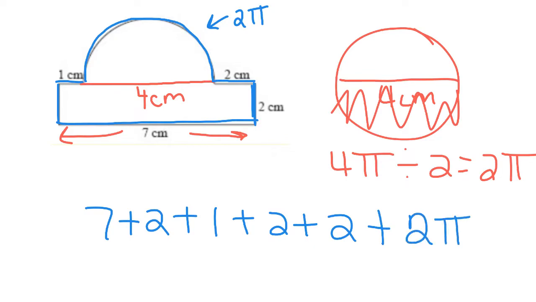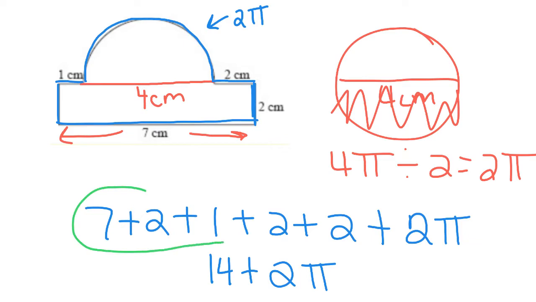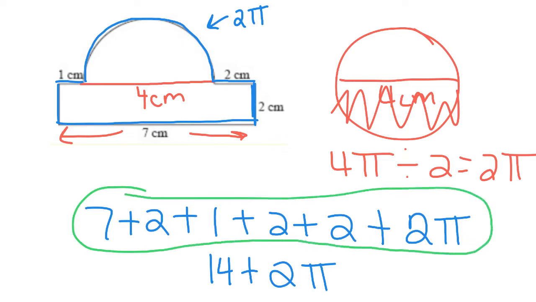Now, to add all those together, we're going to do 7 plus 2 is 9, 10 plus 2 is 12, plus 2 is 14. So we have 14 plus 2 pi. So our two answers here are the 7 plus 2 plus 1 plus 2 plus 2 plus 2 pi, and 14 plus 2 pi. Those are our two choices.